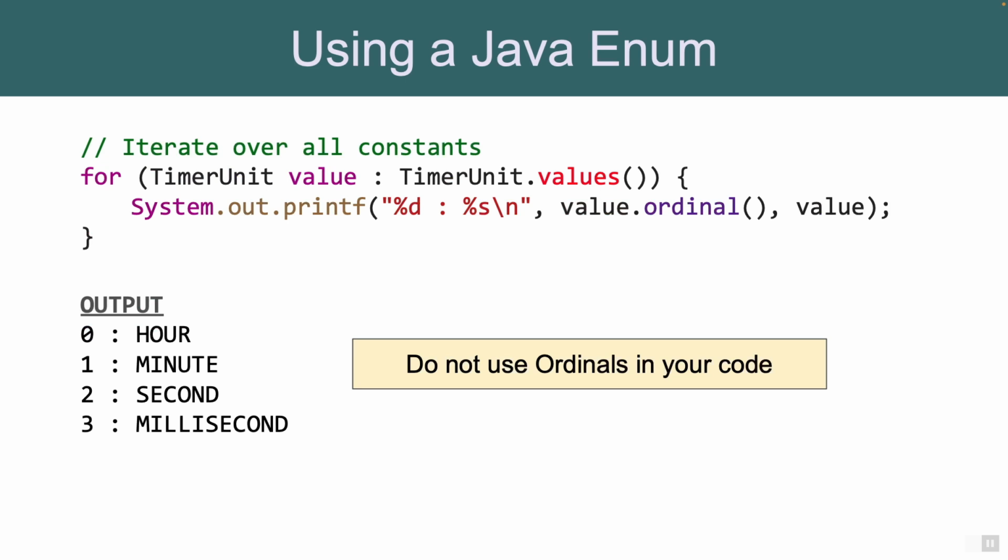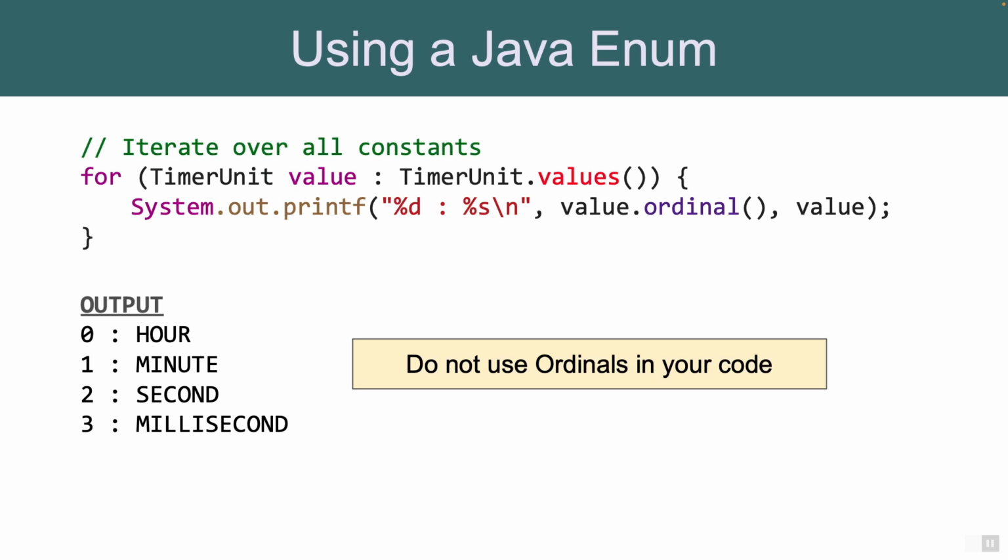There is also a method called values. That's going to be returning an array of timer unit objects, one per constant. So it's a good way of iterating over all of the reference values for a particular reference type. So in this case, I'm just iterating over these constants and printing out the timer unit as well as the ordinal value for that reference constant.